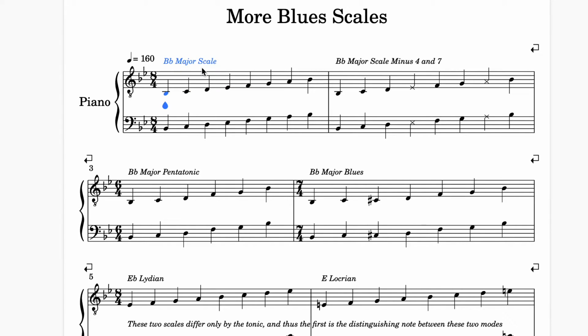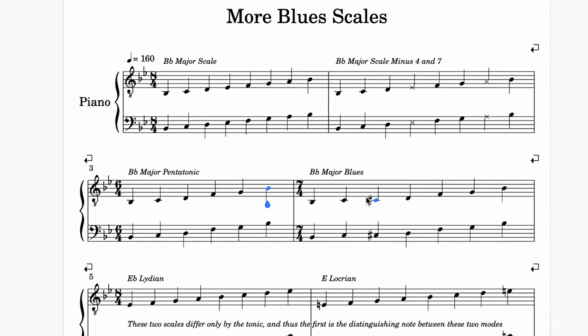the B flat major in this case. We subtract the fourth and the seventh because these two notes create the tritone, or that great dissonance, which, we've all watched Adam Neely's video about by now. And then that creates the B flat major pentatonic scale.